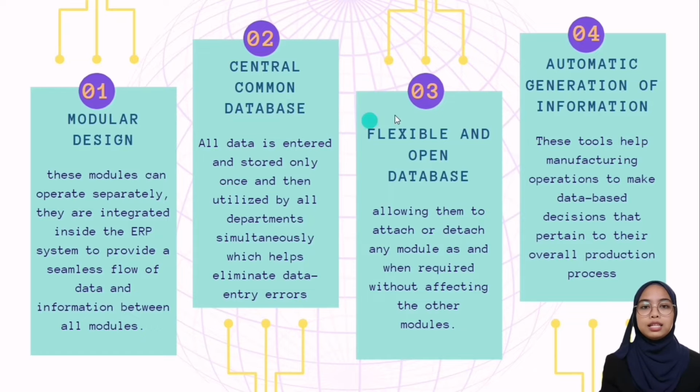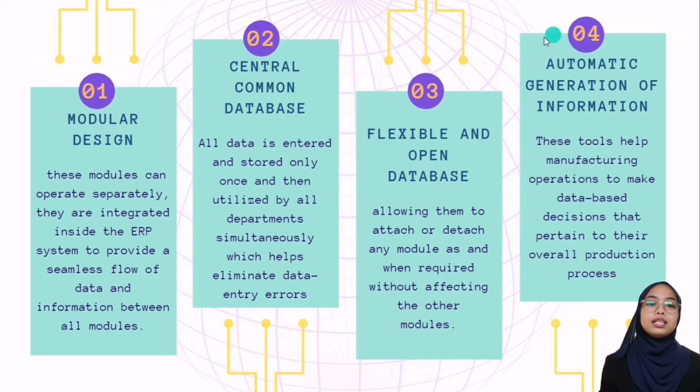The third characteristic is a flexible and open system. Organizations are almost always dynamic in nature, which is where ERP systems offer flexibility to respond to the changing needs of the enterprise. These systems have an open system architecture allowing them to attach or detach any module as and when required without affecting the other modules.